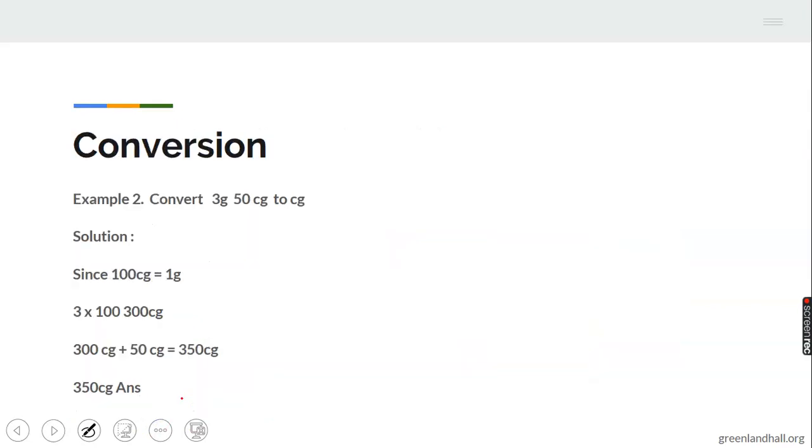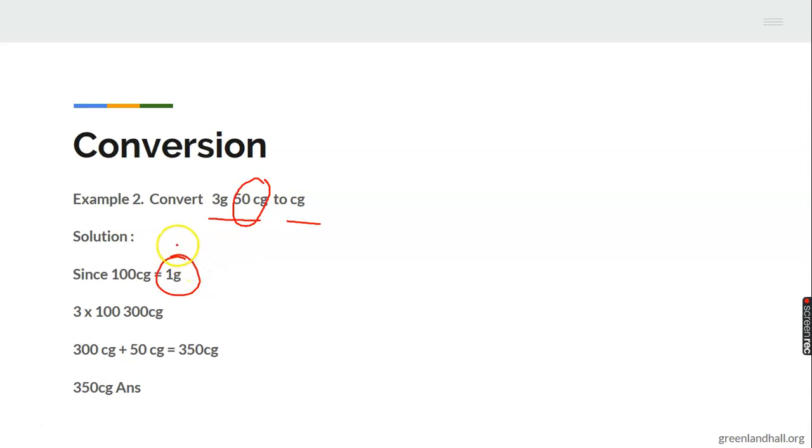Okay, the next one we have here, you have to convert 3 gram 50 centigram to centigram. Take note that this 50 is already centigram. So that means we are focusing on these 3 grams. And 1 gram is what? 100 centigram, right? So for us to get 3 gram, that will be 300 centigram. Or you say 3 times 100.